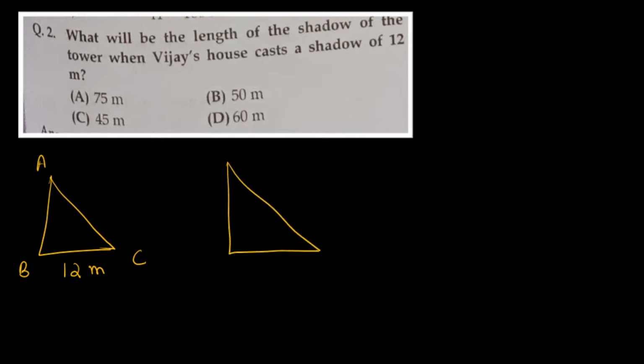This is the first person's house. We have considered this as Vijay's house. This is ABC. So what will be the length of the shadow of the tower when Vijay's house casts a shadow of 12 meters? Now this person's house is casting a shadow of 12 meters. At this particular time, I have to find the length of the shadow of the tower. That means QR. The shadow of the tower will be QR, because this is on the ground.